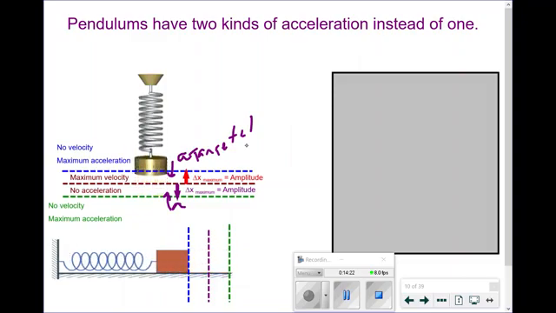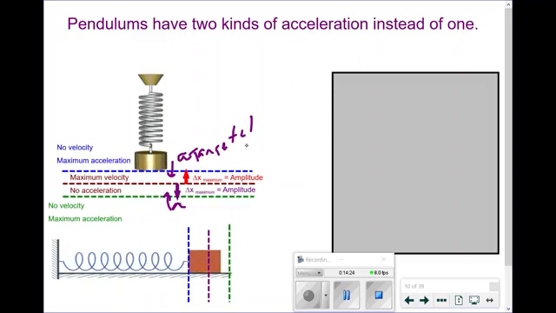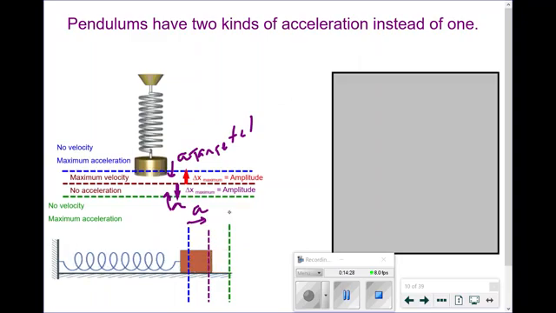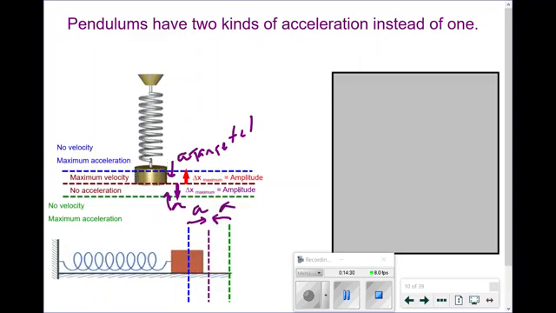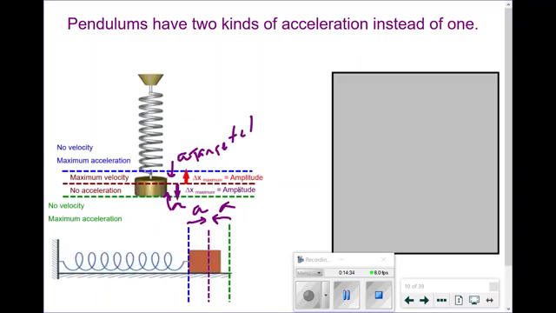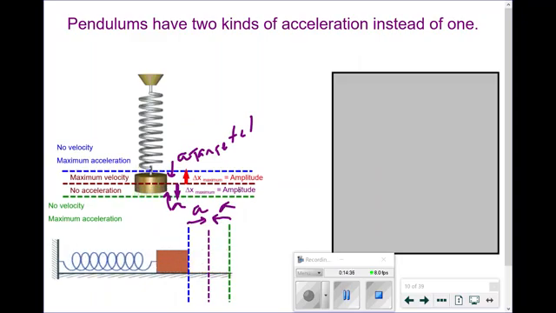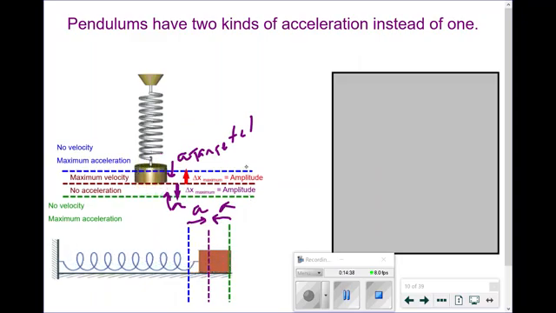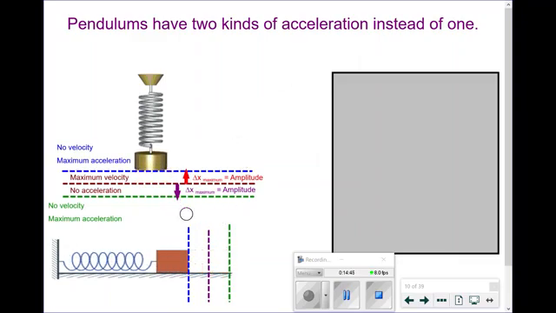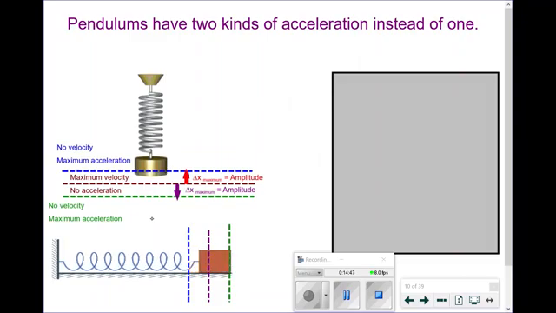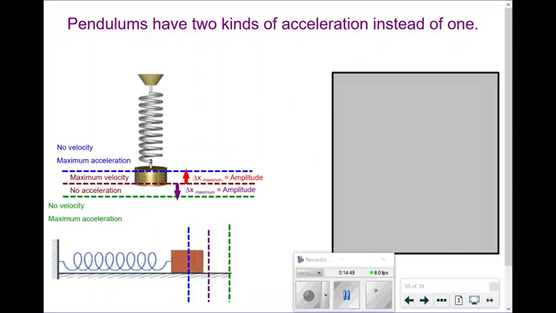If I am on a horizontal surface, I see the exact same thing where I have a tangential acceleration pulling me in, always slowing me down as I move away from equilibrium, always speeding up as I approach equilibrium, and going to zero at equilibrium. And so there are points where there is no acceleration of any kind. And that's because I only have one kind of acceleration that I'm looking at.